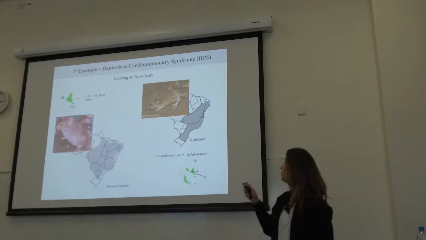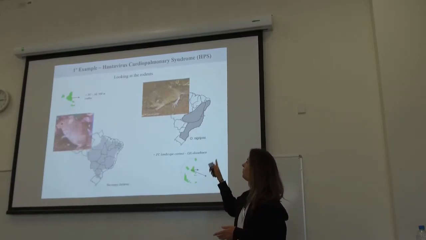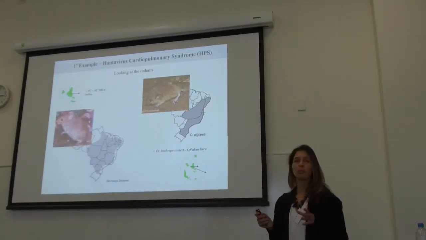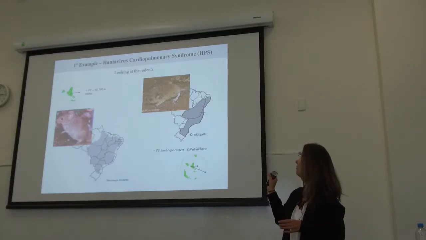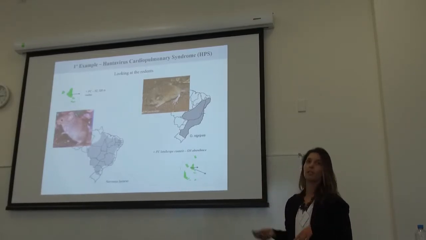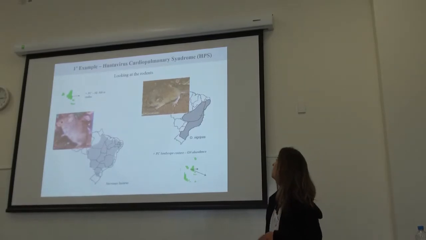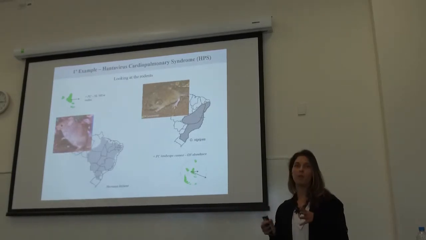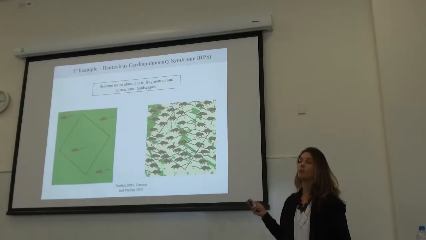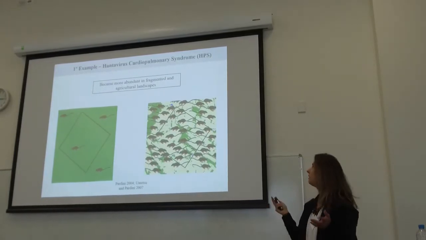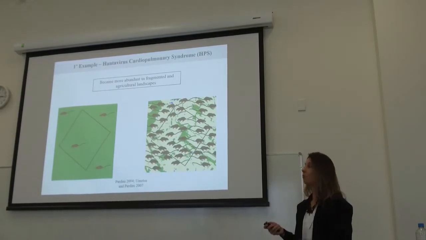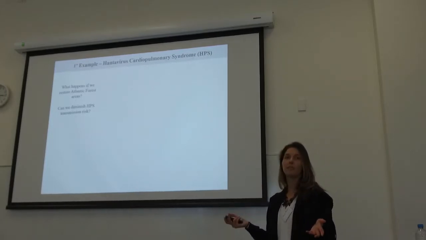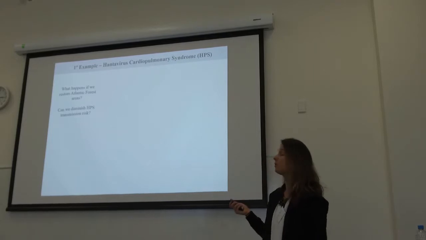And we saw that the higher the amount of forest cover, the lower the abundance of both rodents. And the only difference between these two species is the scale at which this variable was selected. So for the Necromys lasiurus, the forest cover is important at a smaller scale than for the Oligoryzomys nigripes. So for the Oligoryzomys nigripes, forest cover is important at large scales, and for Necromys at small scales. So we can say that both species become more abundant in fragmented and degraded landscapes. So knowing that, we asked ourselves, what happens if we restore Atlantic Forest areas? Do we actually diminish HPS transmission risk?